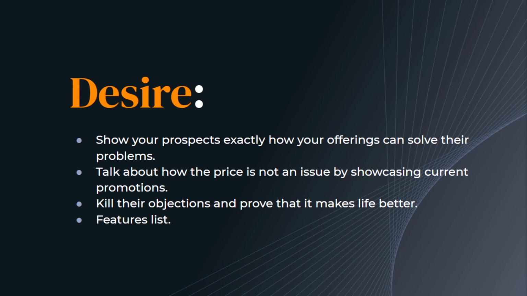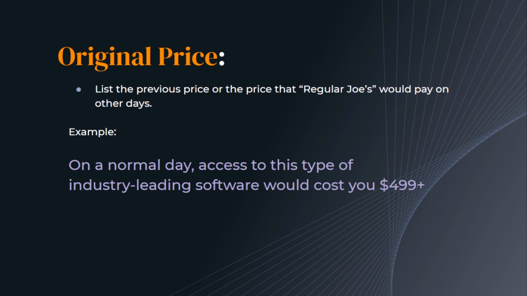Desire: show your prospects exactly how your offerings can solve their problems. Talk about how the price is not an issue by showcasing current promotions. Kill their objections and prove that it makes life better. And provide an extensive features list. Original price: list the previous price, or the price that regular Joes would pay on other days. Example: on a normal day, access to this type of industry-leading software would cost you $499 plus.